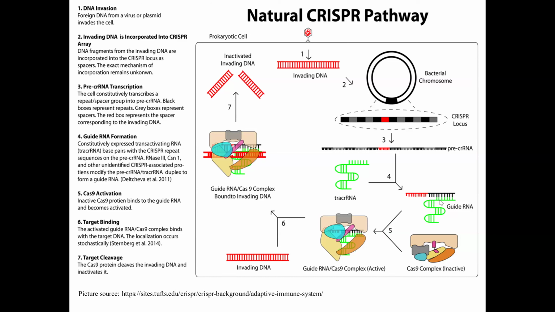I have a question. Where does this tracer RNA come from? That is also coming from the CRISPR locus only. So you have some sequences which code for tracer RNA, like how you have some sequences which are coding for the repeat and the spacer. Like that, in the CRISPR locus itself, you have some sequences which are coding for the tracer RNA.